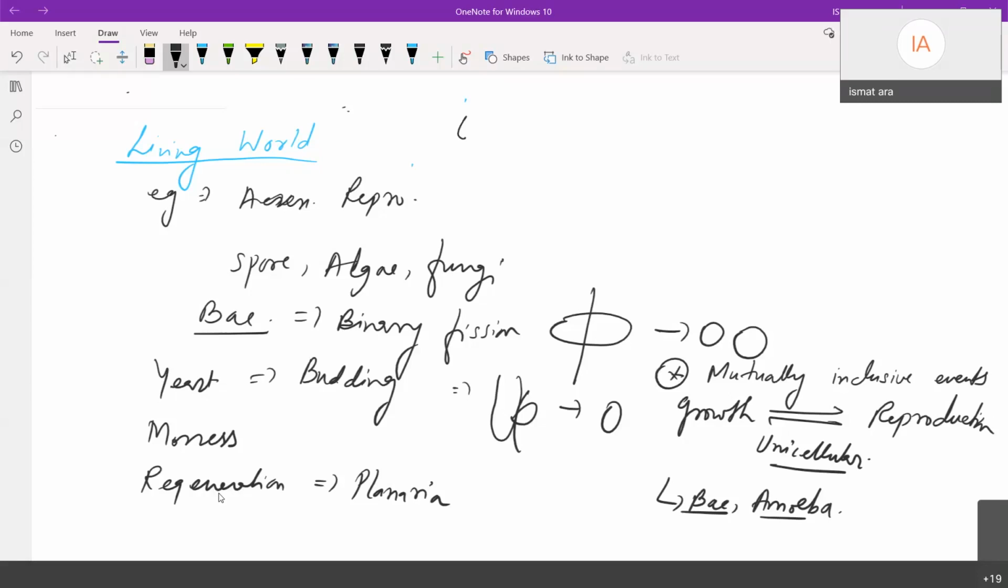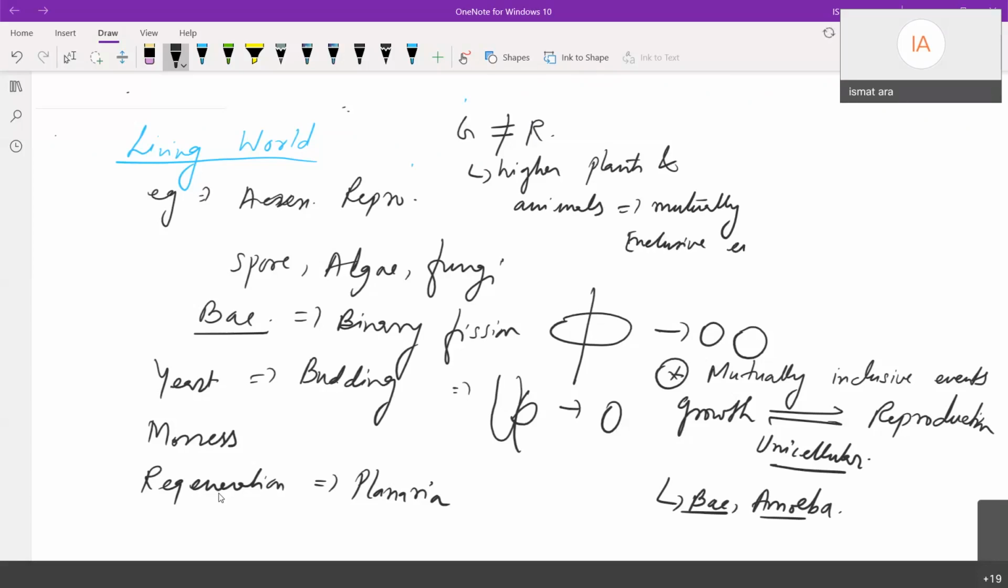Now, when growth is not equivalent to reproduction, this is applicable in the case of higher plants and animals. Higher plants and animals. So we can say here mutually exclusive events.